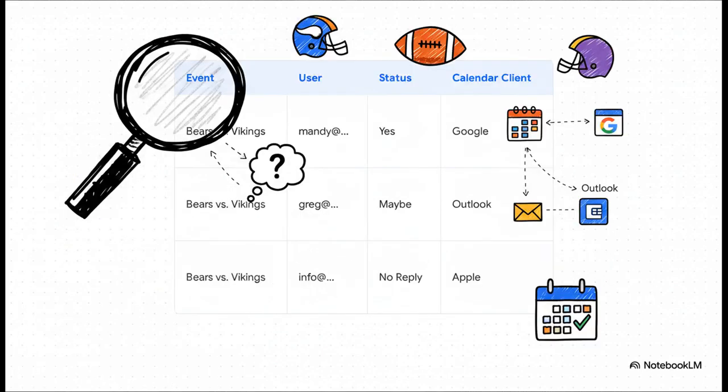And then you can zoom right in from that 10,000-foot view. You can drill down to one specific game, like Bears versus Vikings, and see exactly who accepted the invite. There's Mandy, she said yes, and Greg said maybe. You even know what calendar they're using. It's unbelievably granular, actionable data, right down to the individual user and event.